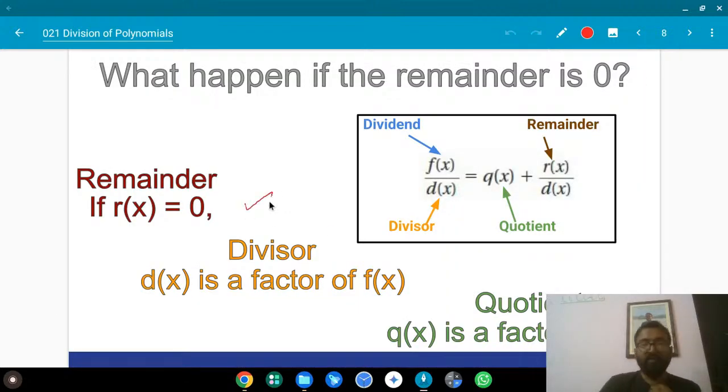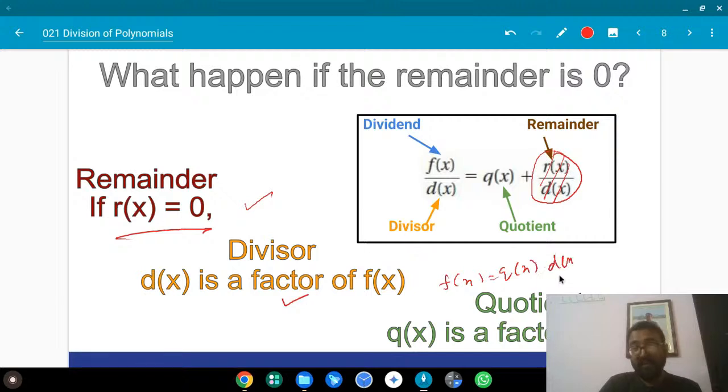Again, when the remainder is 0, then the divisor is a factor. How can you write it? If r of x is 0, then f of x can be written as q of x into d of x, and therefore d of x will be a factor, or even q of x is a factor. Both are factors. Okay, so d of x and q of x both are factors.